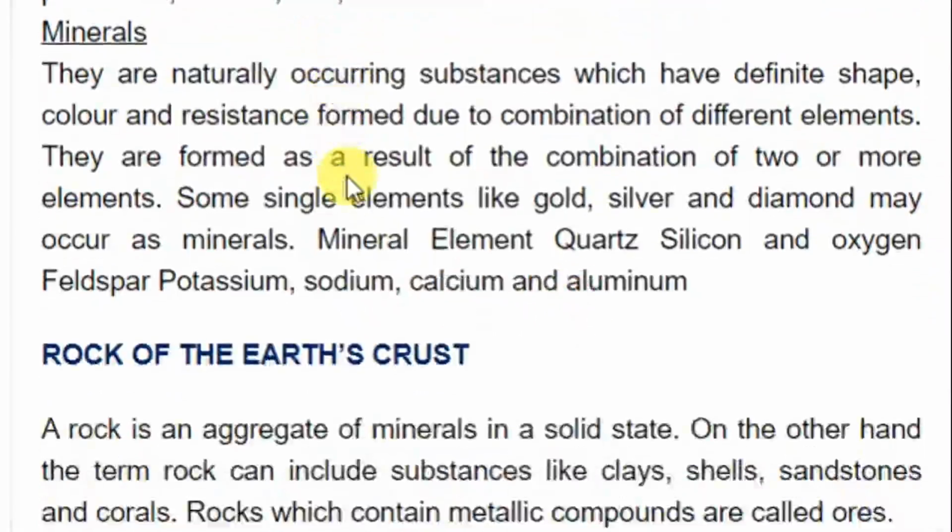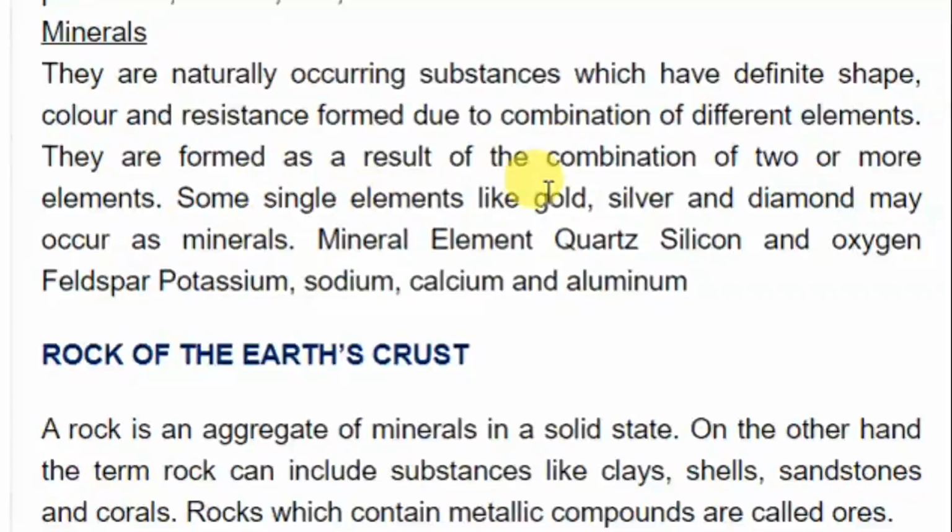From there, we have minerals. Minerals ni madini. They are naturally occurring substances which have definite shape, color and resistance, formed due to the combination of different elements. Different elements such as carbon can combine to form minerals such as diamond. Diamond ni mineral, lakini it is made up of carbon. So they are formed as the result of the combination of two or more elements.